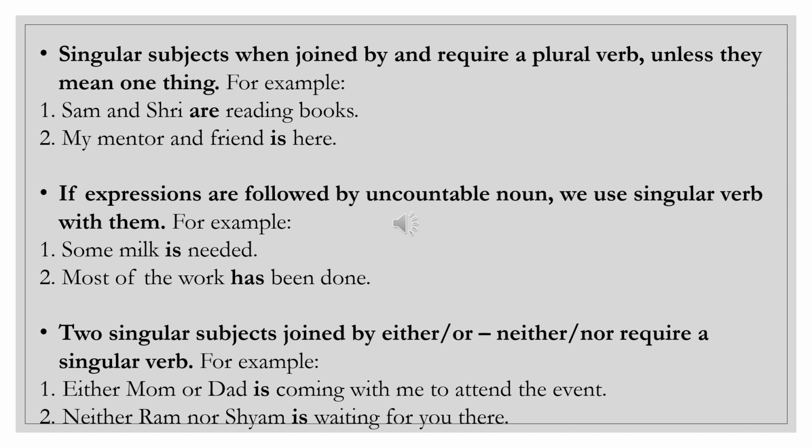Second example, neither Ram nor Sham is waiting for you there. Now, Ram is also not waiting, Sham is also not waiting. Like both of them individually are not waiting. So we are considering singular subjects here. Ram as a singular entity, Sham as another singular entity. So the verb becomes is.